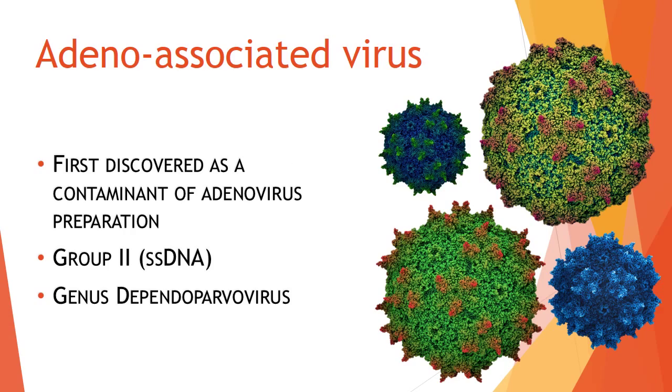In 1965, the first adeno-associated virus was discovered as a contaminant of adenovirus preparation. Adeno-associated virus is a single-strand DNA virus that belongs to the genus Dependoparvovirus.